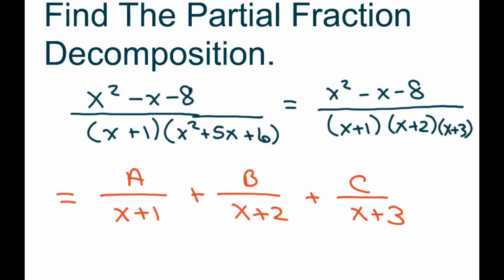Hi everyone, we're going to find the partial fraction decomposition of this problem here. And I took the liberty of factoring this part right here to x plus 2 times x plus 3. So we have three linear factors. Therefore I write it as a divided by x plus 1 plus b divided by x plus 2 plus c divided by x plus 3.